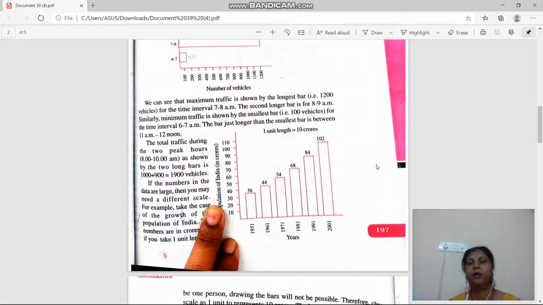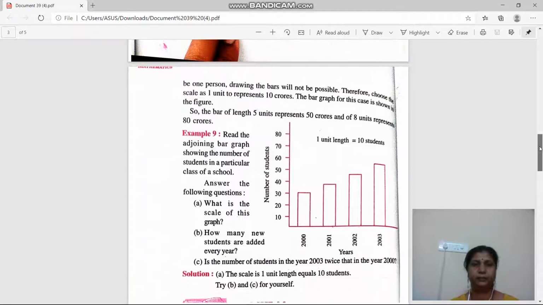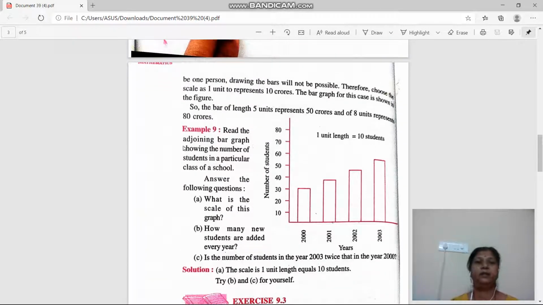Okay, now today we start, first of all we see the third example, this one. Read the adjoining bar graph showing the number of students in a particular class of a school. Okay, so see here, on this horizontal line, the years are given from 2000, 2001, 2002, and on the vertical line, that is y axis, the number of students are given here, that is 10, 20, 30, 40, 50, 60, 70 and 80.